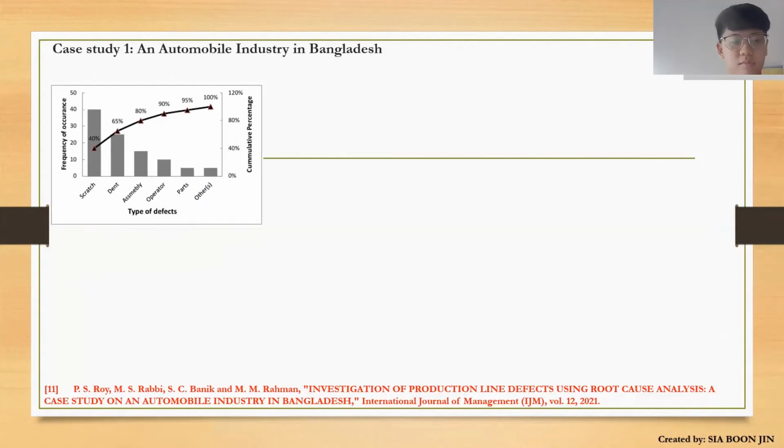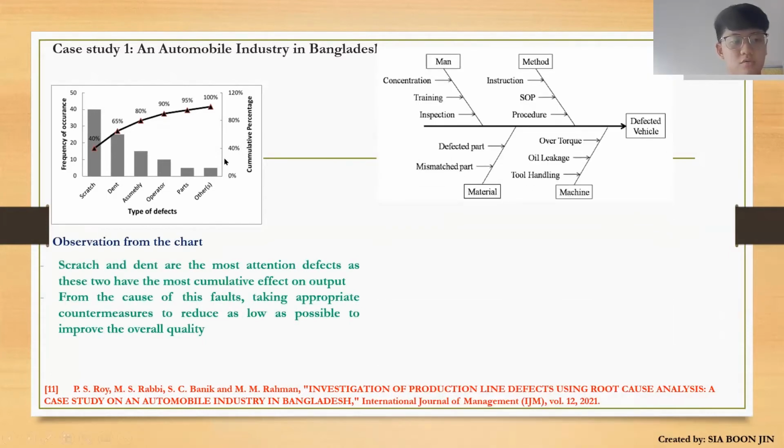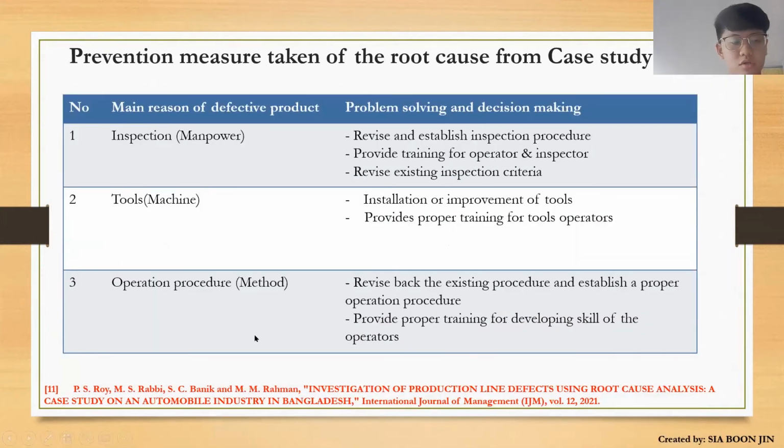Okay, so let's see a case study of an automobile industry in Bangladesh actually using the traditional approach. They are using colorful charts to visualize a set of factors and identify which factors cause the defective products. They use the cause and effect diagram, which splits into 4 factors and provides 3 sub-factors for each to identify the root cause. Then they come up with conclusions and identify the main reasons for defective products, which are inspections, tools, and operating procedures, and they also provide solutions for each of them.